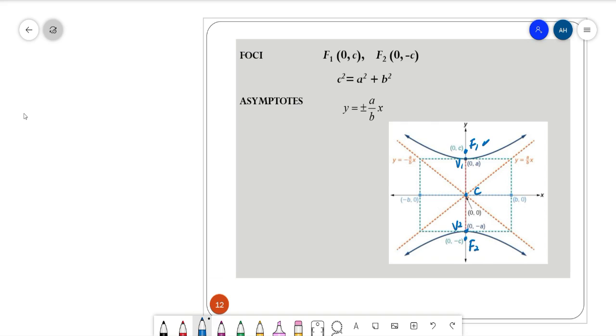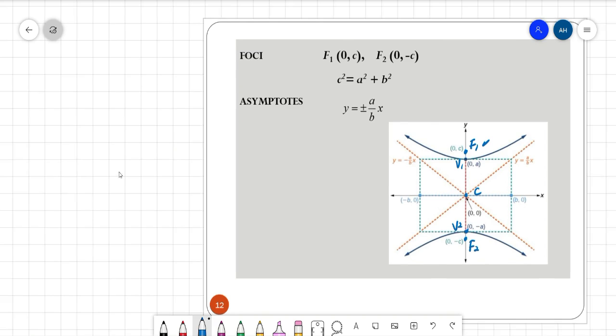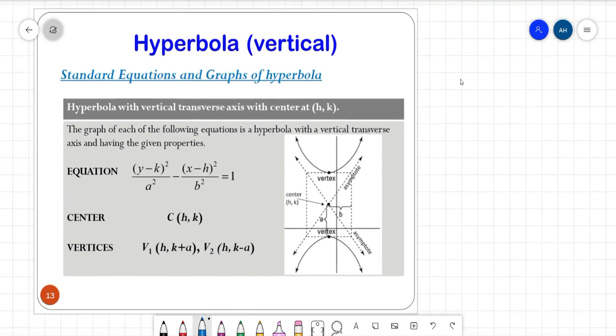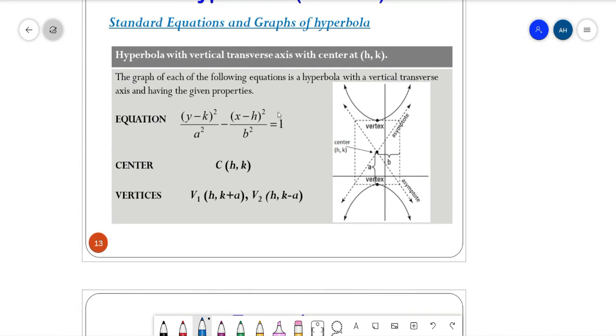So that is the process that we have to go through to draw a graph of a hyperbola like that. So this is an equation of a hyperbola with vertical transverse axis with center at HK, right? So the formula becomes like this. I hope you notice here we have y minus k square over a square in front, meaning the graph is vertical. One is facing up and the other is facing down.